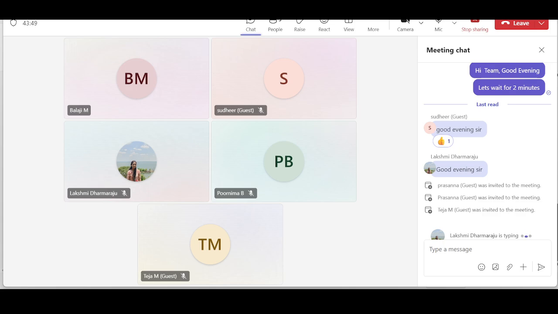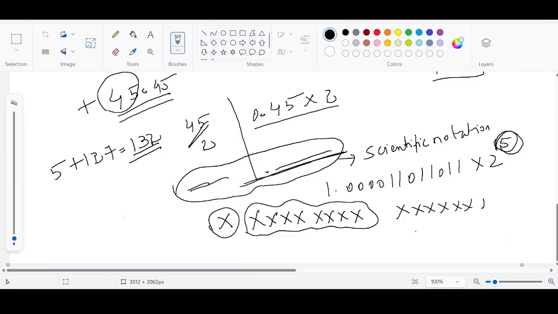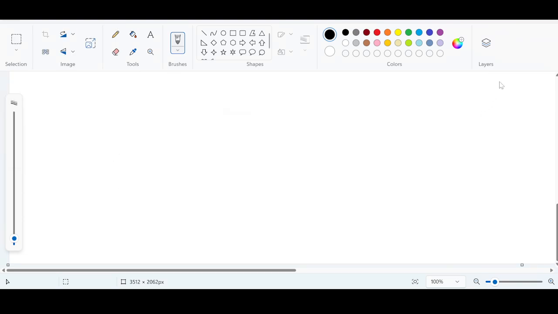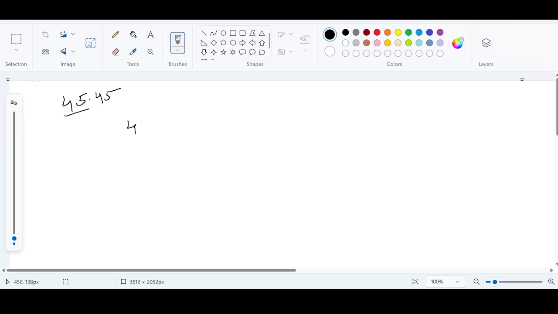Now focus here. If you are not understanding the first example, I will keep the next example very simple. Focus here. Let us take the number as 45.45. Focus here, guys. You have a number like this, you can say that it is a floating point number. First take the integer part, which is 45 itself.